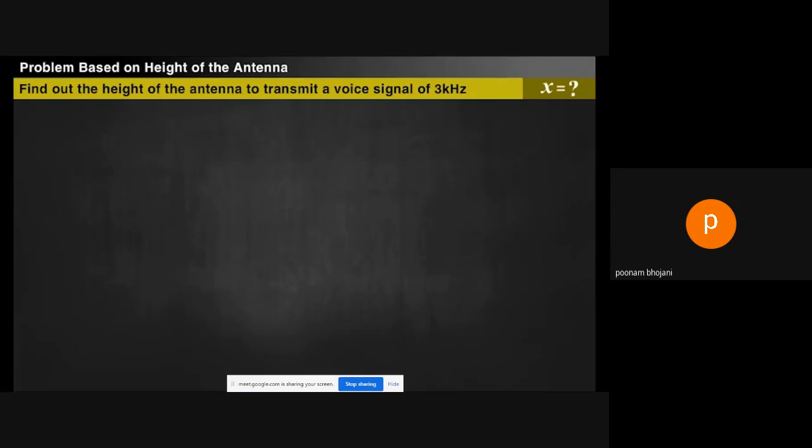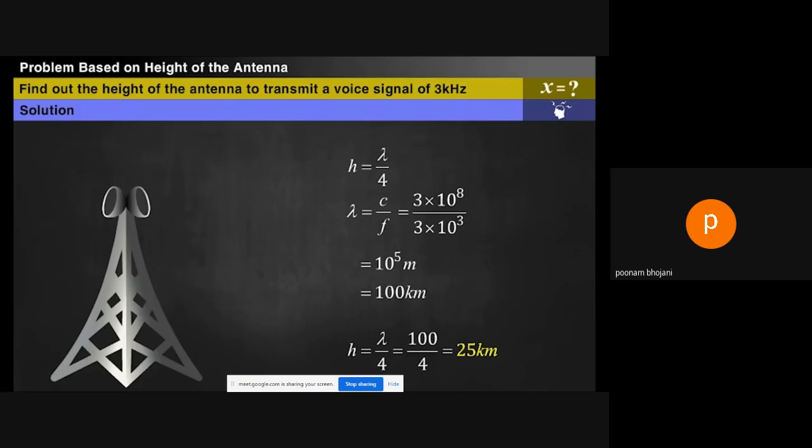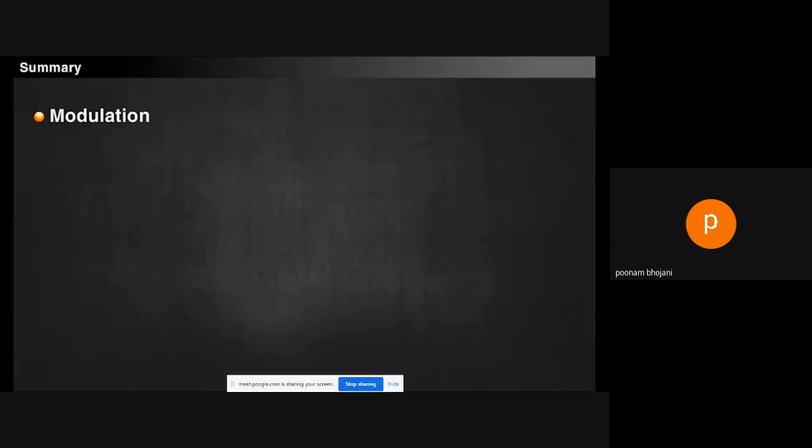Now, let us solve a problem based on the height of the antenna. Find out the height of the antenna required to transmit a voice signal of frequency 3 kHz. We know that for efficient transmission, the height of the antenna should be equal to lambda divided by 4. We can obtain the wavelength from the equation shown here. Thus, the wavelength is 100 kilometers. 1/4 of it is 25 kilometers. From this lesson, you have learnt about modulation and the problems in direct transmission.